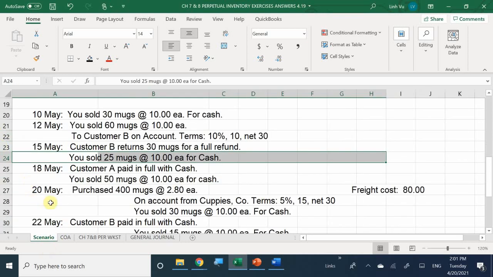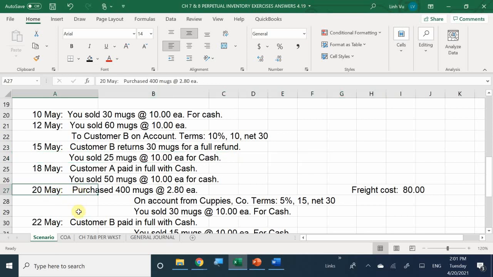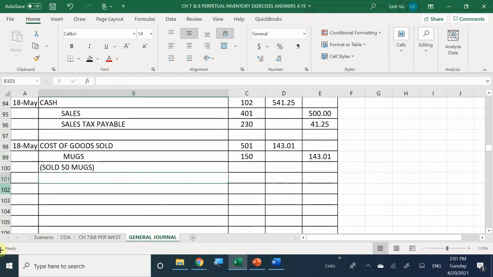So then, what has happened on May 20th? Purchased 400 mugs at 2.80 each, on account, with the freight costing 80 from Cuppy's Co. Terms are 5%, 15, net 30. So here I made a purchase of inventory. So how am I going to recognize this? And I placed it on an account.